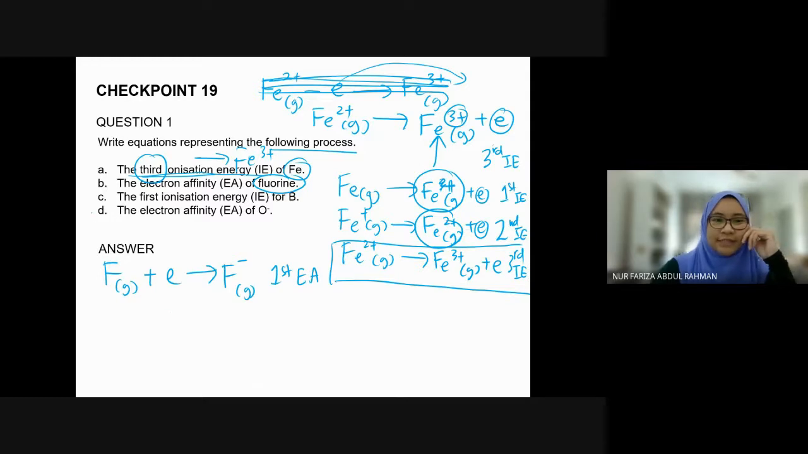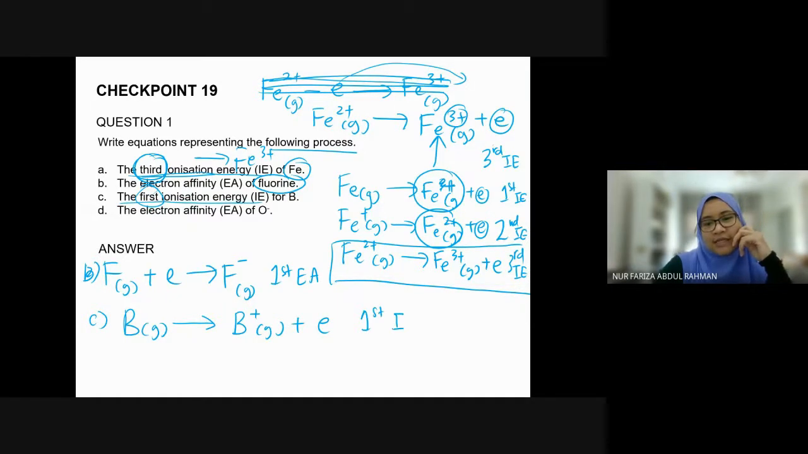Okay, alright. C, the first ionization energy of boron. We already did third ionization energy, so what is the problem with first ionization for boron. This is B and this is C. So for boron, the product will be positive 1. Remove an electron, it moves to the other side, becoming B+ gas plus electron. This is the first IE for boron.